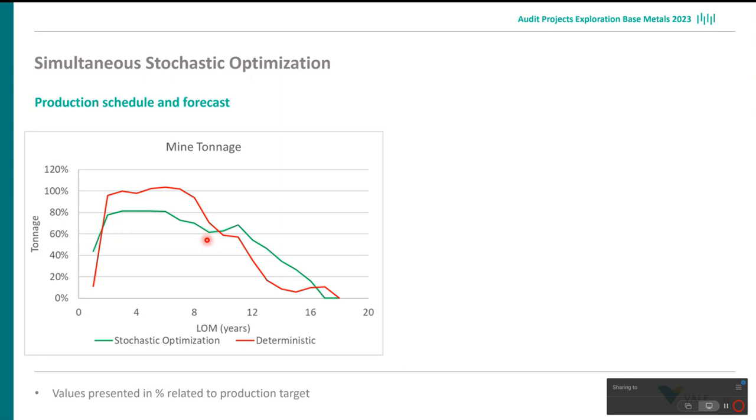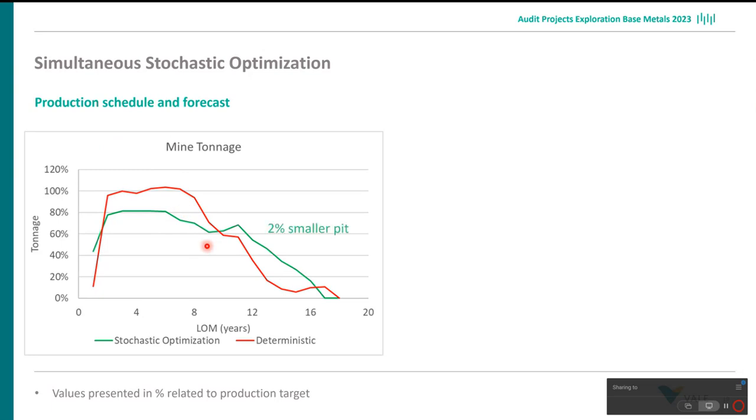We're not simulating other elements, just copper. So that's why we don't see risk analysis over tonnage itself. And what we were able to obtain was a slightly different strategy. So we are not as aggressive in the first 9 years, maybe 10 years. So there is almost 20% less material being mined in the beginning.